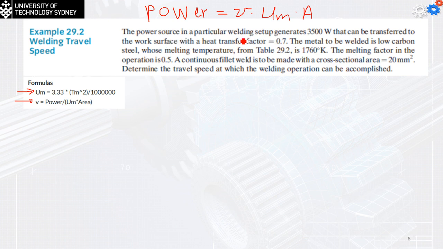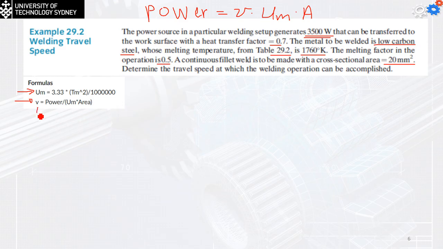We have a power source that in a particular welding setup has 3,500 watts, or we say 3,500 joule per second. That's going to be transferred to the work surface at a heat transfer factor of 0.7. The metal to be welded is low carbon steel, whose melting temperature can be found from table 29.2 is 1760 Kelvin. The melting factor of the operation is going to be 0.5. A continuous fillet weld is to be made with a cross-sectional area of 20 millimeters squared. Determine the travel speed at which the welding operation can be accomplished.